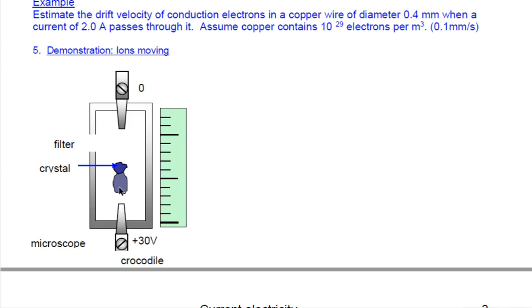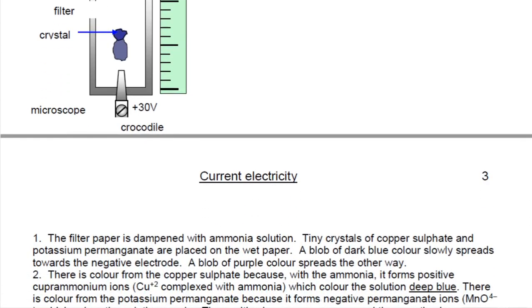So the deep blue solution is seen to migrate towards the negative. Having the copper 2 sulfate solution, you're going to have copper 2 plus ions, which dissolve in excess ammonia to get that deep blue solution, which moves towards the negative electrode. Now the potassium permanganate also ionizes to form the permanganate ion, MnO4 minus, and it's going to drift towards the positive, like that. So let me just go over the explanation on the notes here.